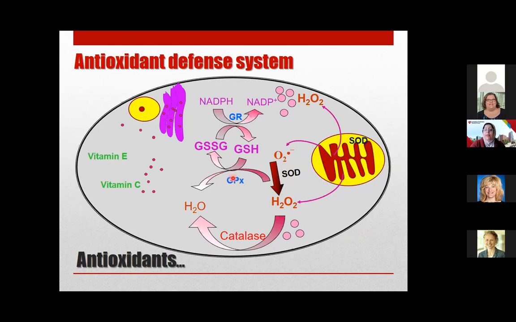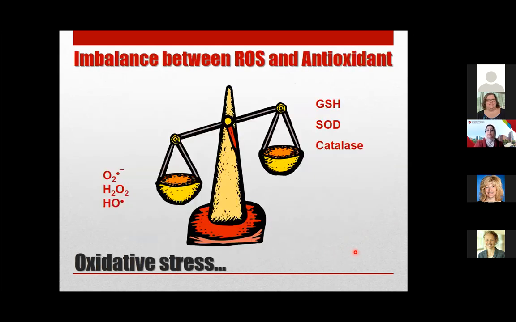That doesn't mean these are the only antioxidants in our body. We do have other antioxidants such as vitamin E and C, but our focus is on these three major antioxidants. In our body, in a normal situation, there is a balance between the oxidant and the antioxidant. When this balance is disturbed, oxidative stress damage will occur that can lead to deleterious effects.